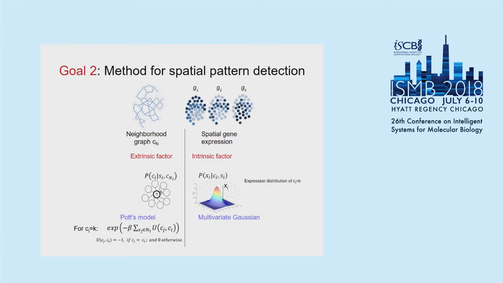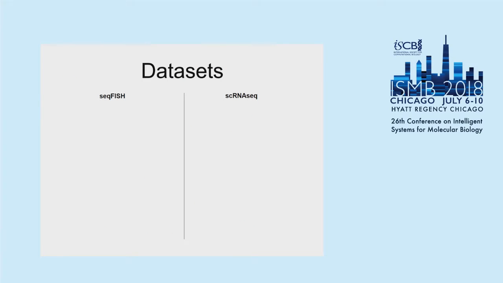The intrinsic factor is simply determining the probability of generating expression xi given a certain multivariate Gaussian distribution. And finally, to calculate the joint probability of both factors, we simply multiply them and normalize the probability value.